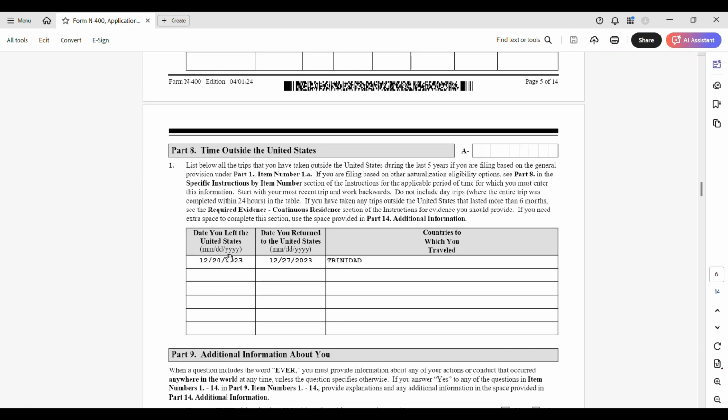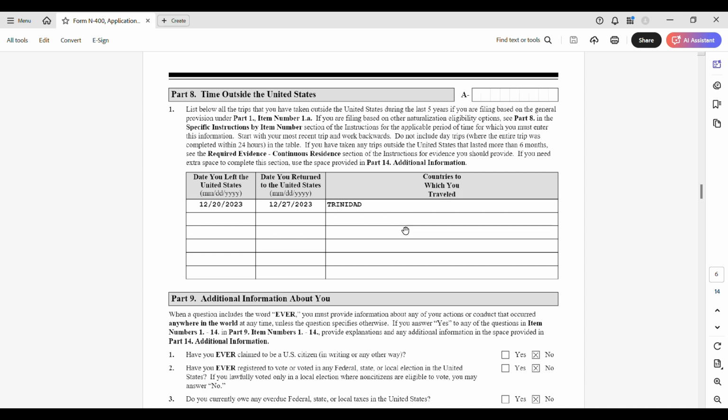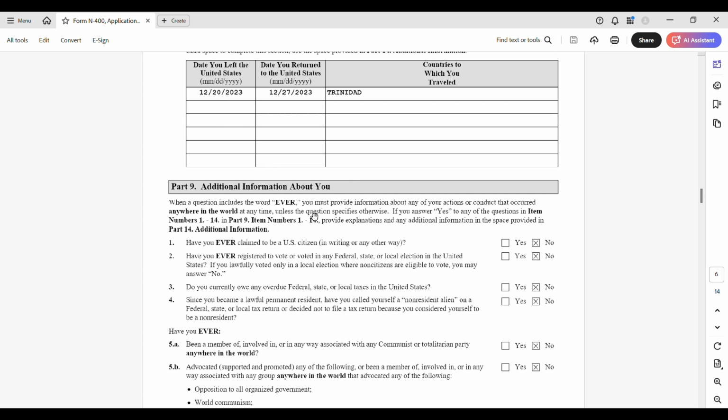So we see that this applicant took only one trip, and that was in December of 2023, and returned in the same month, and she traveled to Trinidad. Part 9, additional information about you.